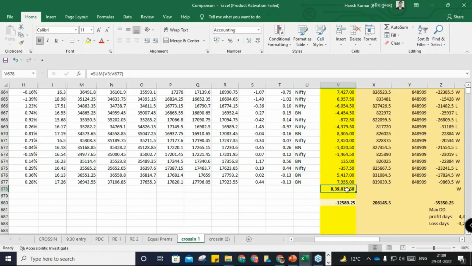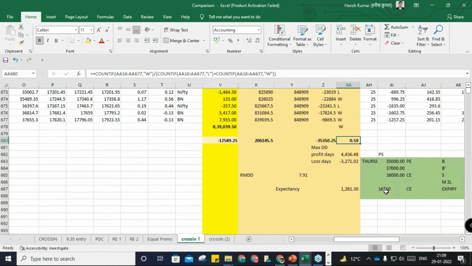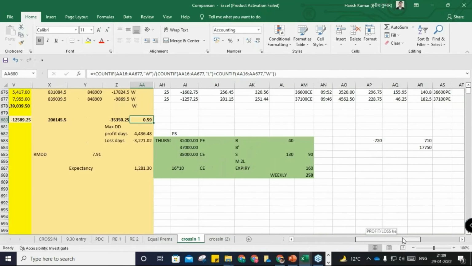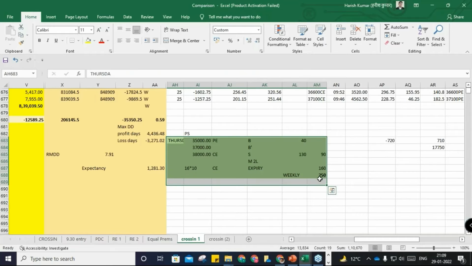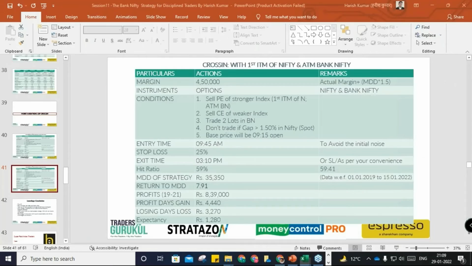In that case, 59% accuracy we are getting. Expectancy is 1280, like this, right?